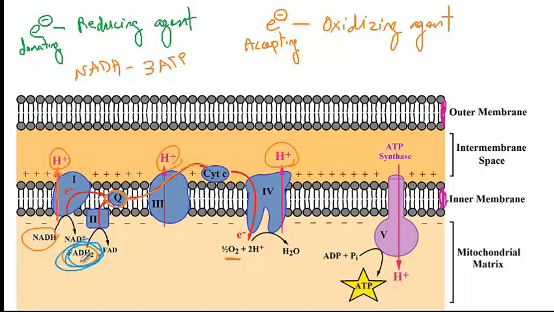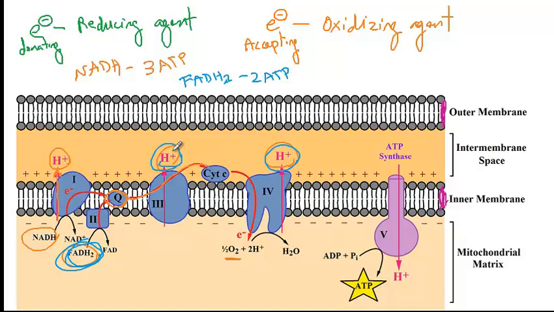FADH2, on the other hand, doesn't go through complex 1. It goes through complex 2, and complex 2 cannot pump any hydrogen. So unlike NADH, FADH2 only pumps 2 hydrogen from the matrix to the intermembrane space. And so therefore, every FADH2 molecule will yield approximately 2 ATP in the electron transport chain.